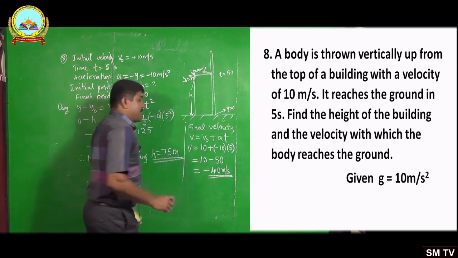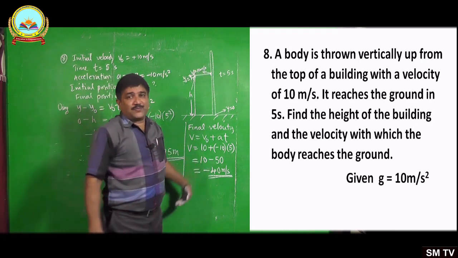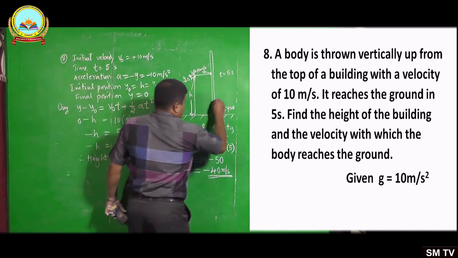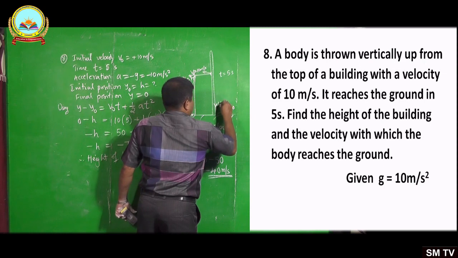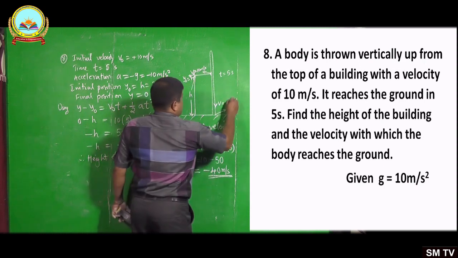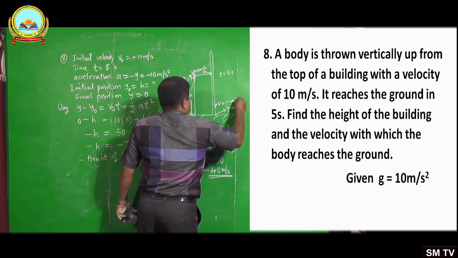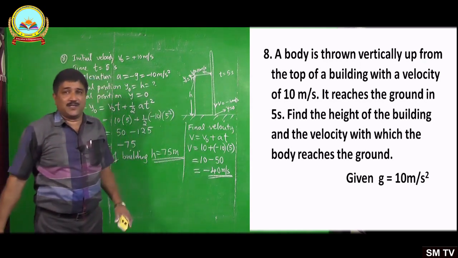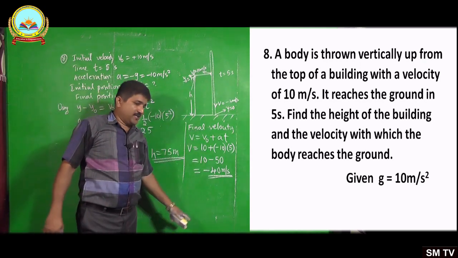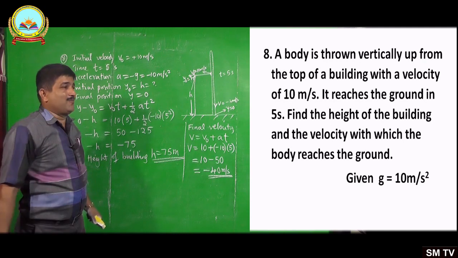This negative sign indicates that the velocity of the body is downward. While coming downward, its velocity is negative. So minus 40 meter per second I get. That means the direction of the velocity is the negative y-axis, or downward direction. So this is all about this problem.